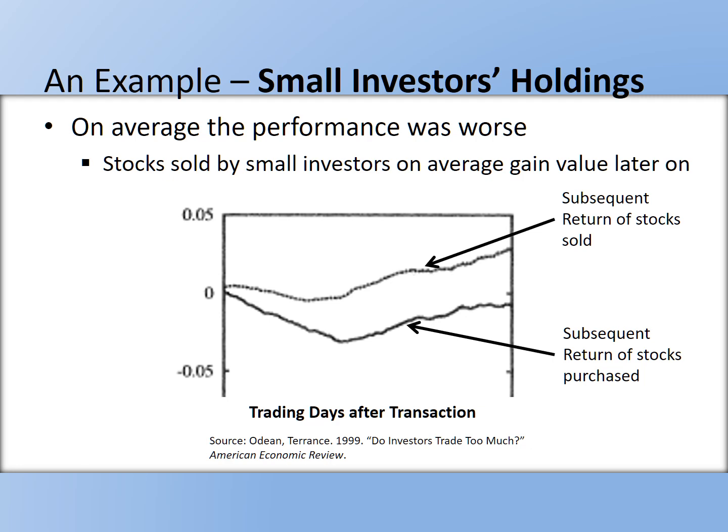So we will talk about that subsequently, but for now, it's quite clear that after they buy, stock price tends to go down, although it does go back up in the longer term. And after they sell, stock price tends to go up afterwards. So they're not timing the market correctly on average.